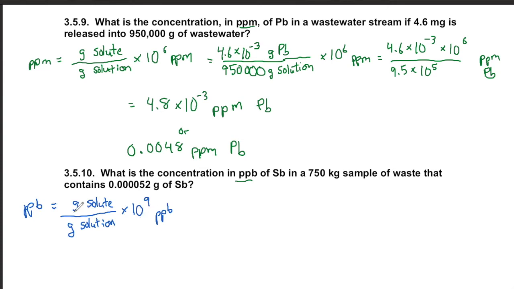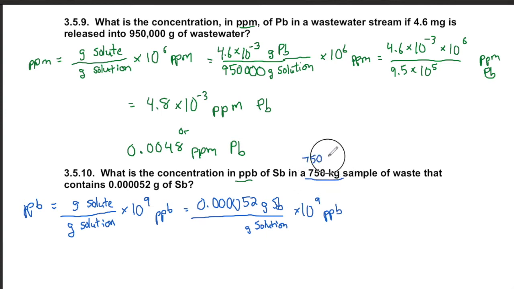So for ppb, it's kind of similar. It's just that we need a billion ppb. There's a billion parts in a billion, so we need 10 to the 9 here. So this time we're given our grams of solute. There's 0.000052 grams of antimony. We have 750 kilograms of solution, which is 750. A kilogram is 10 to the 3 grams, so it's actually 750 times 10 to the 3 grams of solution, which can also be written 7.5 times 10 to the 5 grams.